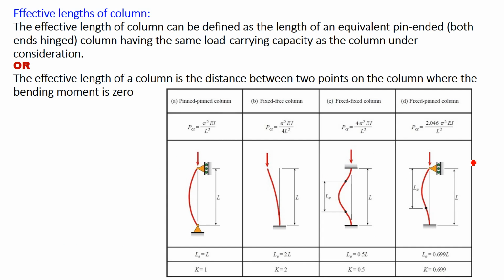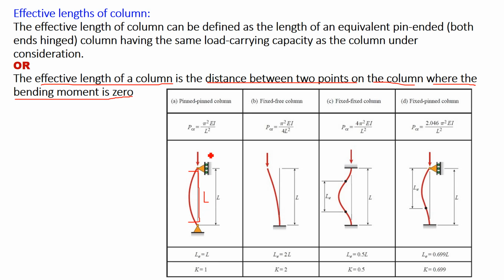Now there is one more important point to remember about the column, and that is called the effective length of column. What is effective length of column? Effective length of column means the distance between 2 points on the column where the bending moment is 0.